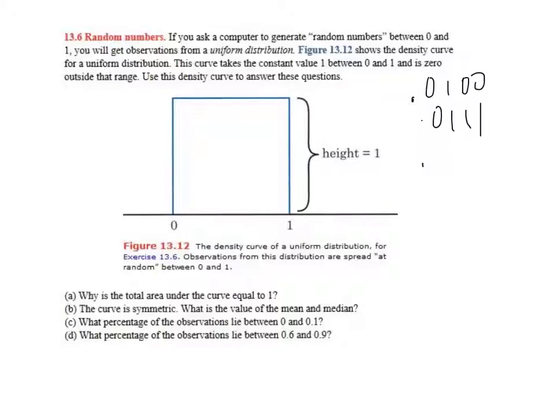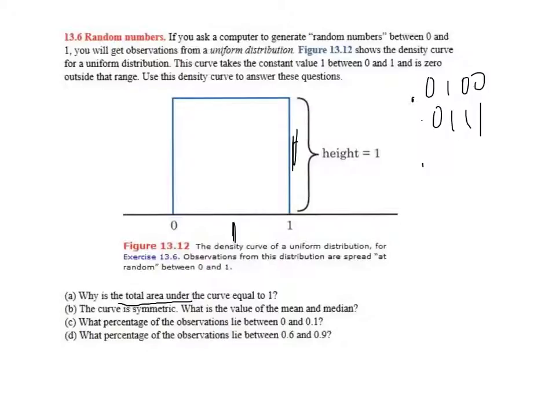But anyways, why is that total area 1? Well, if we think of this from a geometric standpoint, that is 1 long and that is 1 long, and 1 times 1 is 1, so the area would be 1. We also know that all the possibilities will have a probability of 1. So the curve is symmetric.